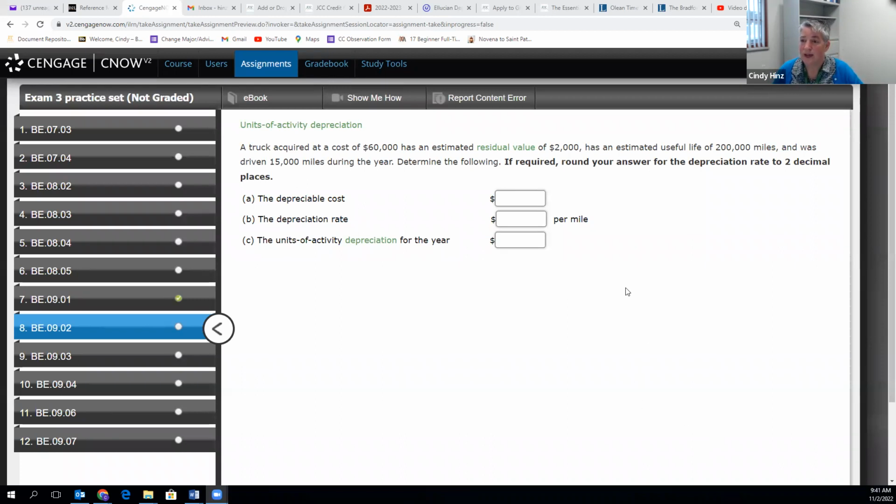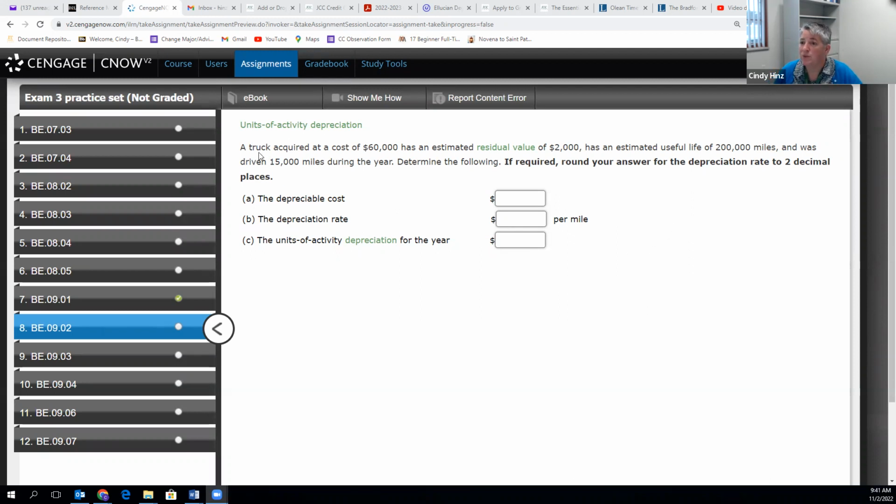The next exercise deals with units of activity, and the idea of the units of activity depreciation. Again, as I said in the last exercise, we would still be reporting exactly the same amount of depreciation as we would under any of the methods, but it's a question of how we split that up. And so when we use the units of activity, instead of using the passage of time, instead of recording the same amount per month or per year, we're recording the same amount per some other estimate of the useful life.